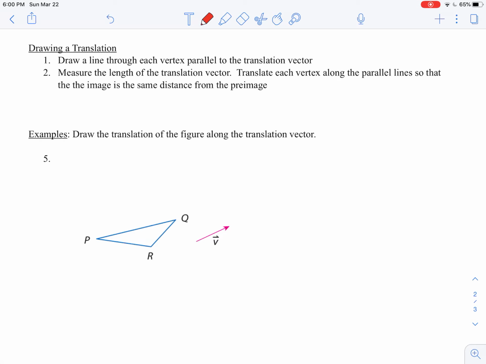So up at the top, to draw a translation using a vector, it says draw a line through each vertex parallel to your translation vector. So when I look at this picture, number 5, I'm going to take triangle PQR and I'm going to translate it. I'm going to slide it over. And vector V in this case tells me not only how far I'm going to slide the triangle, but also in what direction.